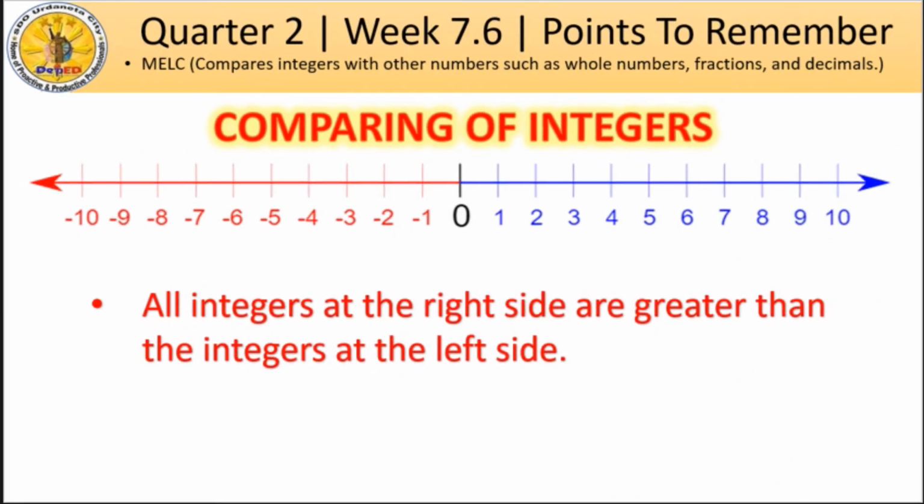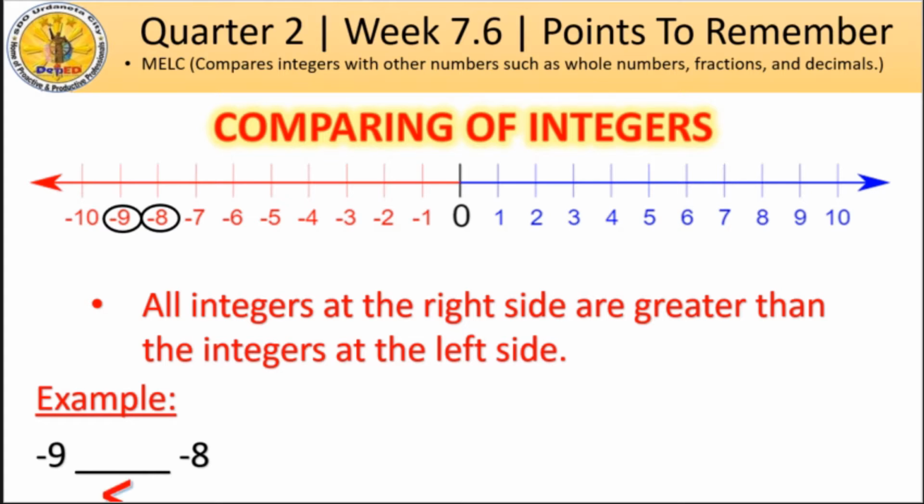The next rule in comparing integers: all integers on the right side of the number line are greater than the integers on the left side. Example, if we compare negative 9 and negative 8, since negative 9 is at the left side of negative 8, then negative 9 is lesser than negative 8. Let's compare positive 9 and positive 8. Since positive 9 is at the right side of positive 8, then positive 9 is greater than positive 8.